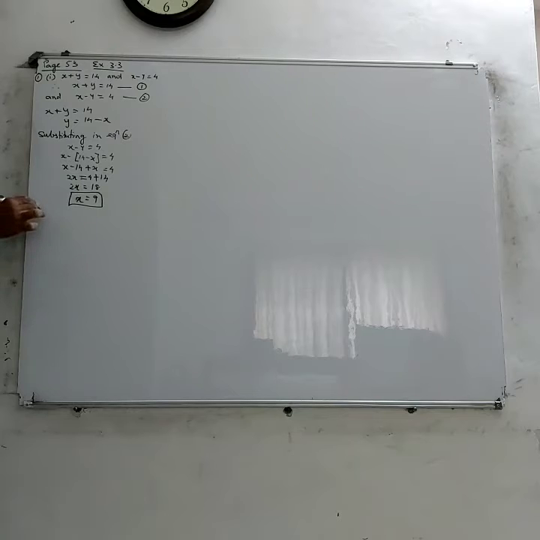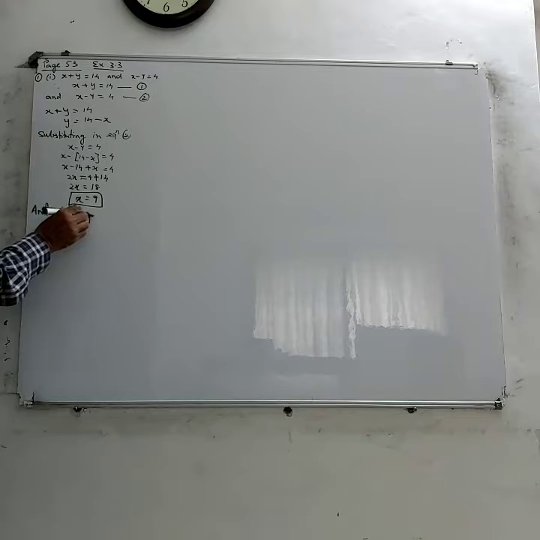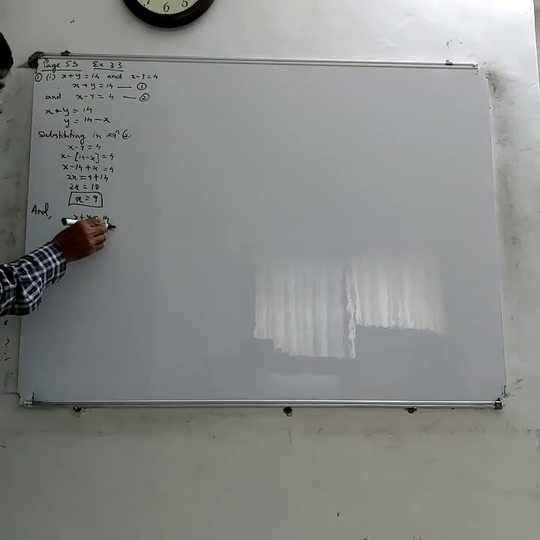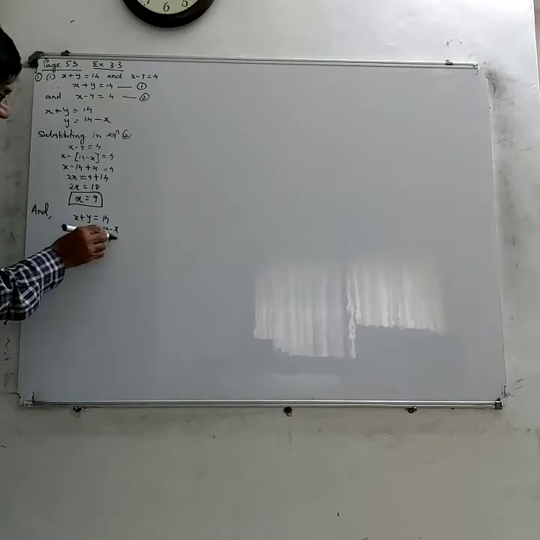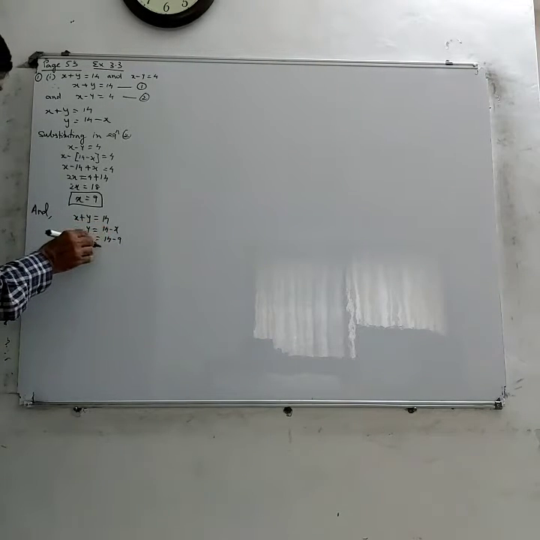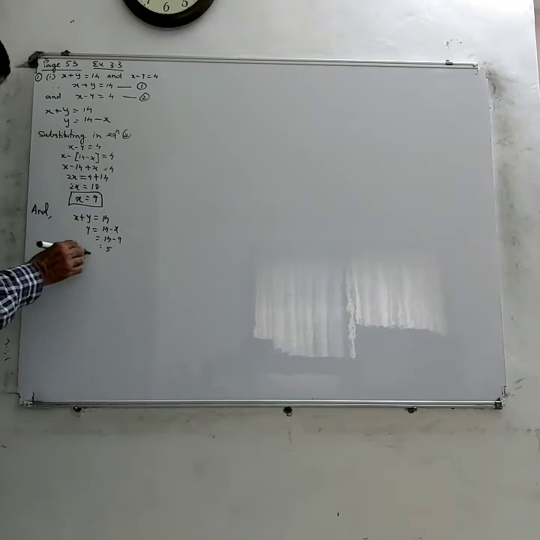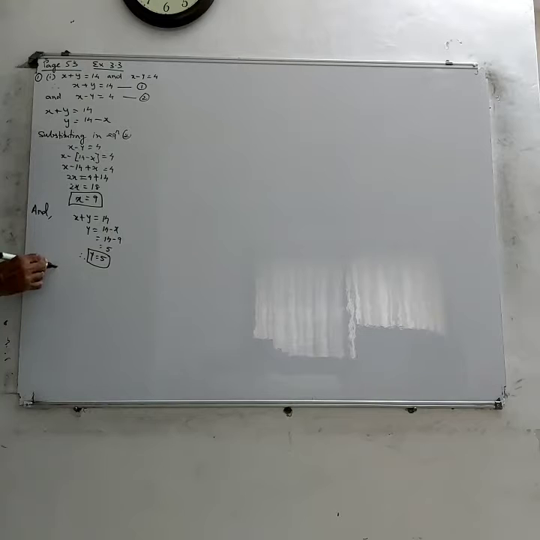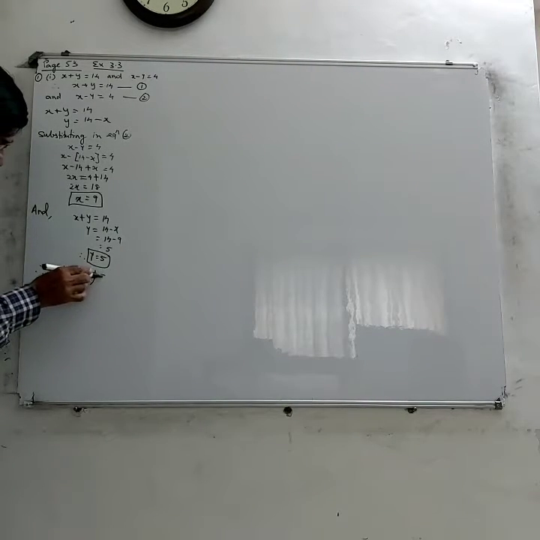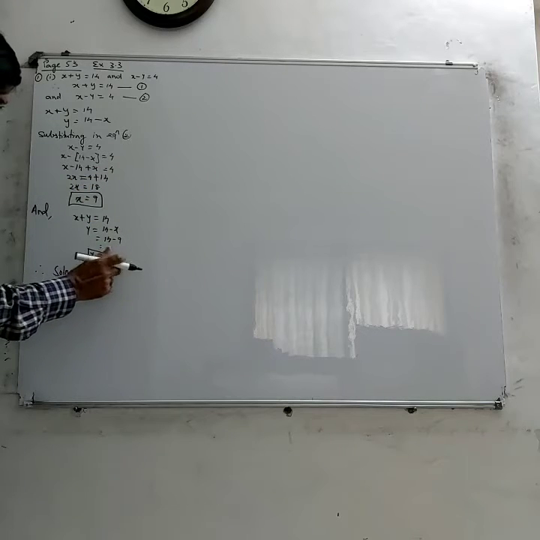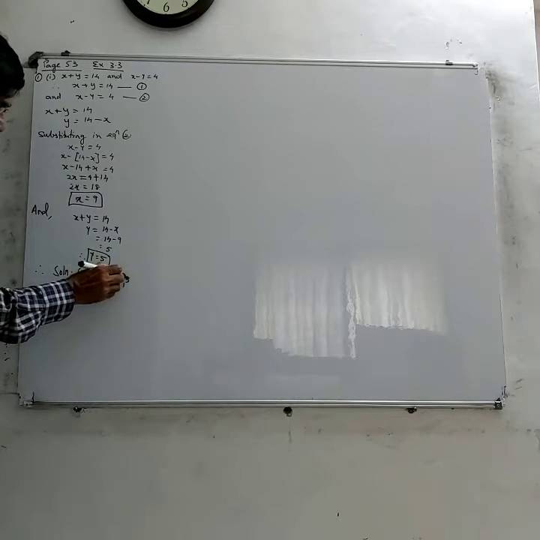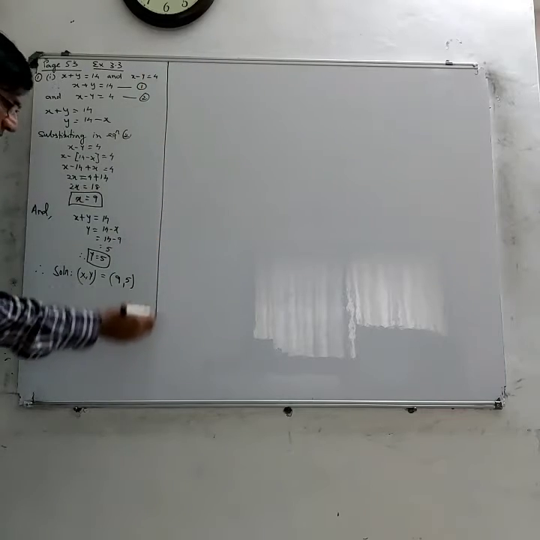And now you can take any one equation. x plus y is equal to 14. Therefore, y is equal to 14 minus x. 14 minus x, x is equal to 9, so that is equal to 5. Therefore, y is equal to 5. Solution: x, y. Write x first and then y. 9, 5. Right, that is it.